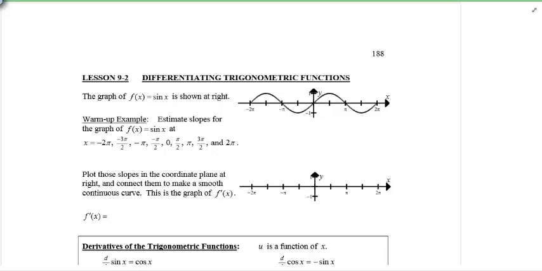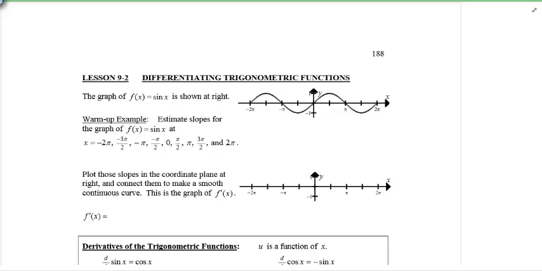Today we'll focus on differentiating the trig functions, and guess what we'll do tomorrow? You got it, integrating them. But today, once again, it's differentiation. So I give you the graph of sine x, and I hope you remember that graph from pre-calc 12.